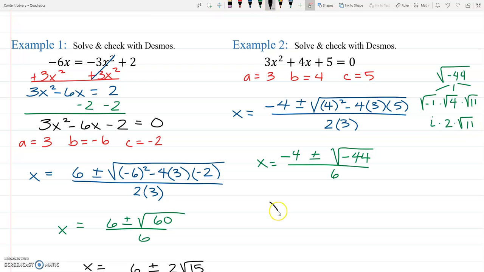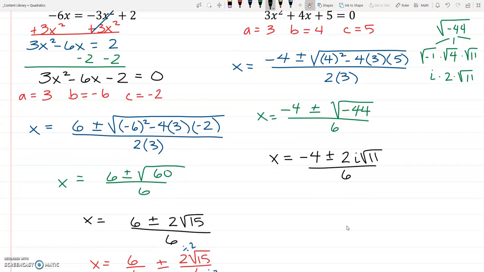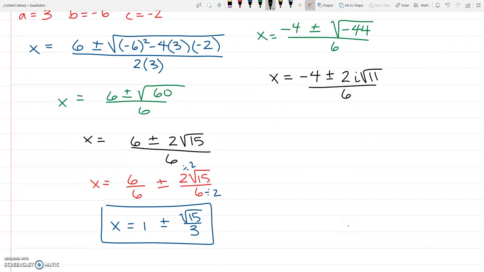When we write it down here, I got x equals negative 4 plus or minus i times 2 times square root of 11, which is just going to be 2i square root of 11, and I've got all of that over 6. So I had to recognize how to simplify the square root of negative 44. I hope you recognize at this point that we're not done. There's a bunch of even numbers up there. So I break it up like this: x equals negative 4 over 6, plus or minus 2i square root of 11 over 6. This makes it a lot easier for me to see how I'm going to reduce.